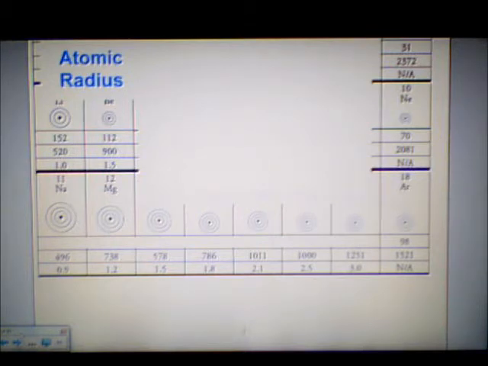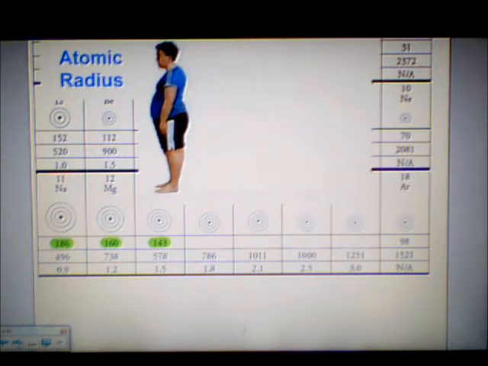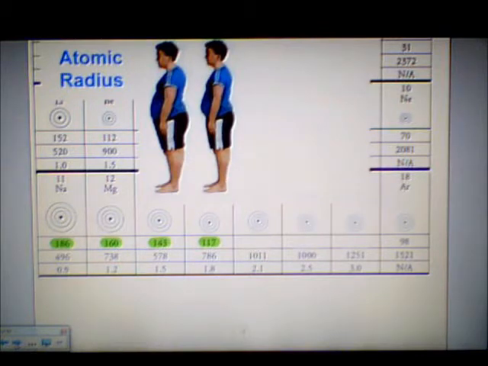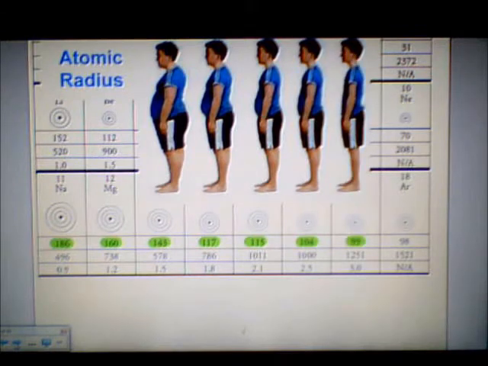Now, what is atomic radius? Atomic radius is just looking at atoms next to each other and saying which one is larger than the other. As you go across a period, you're going to notice that the atomic radius is going to start to decrease going across a period. And we'll talk about the reason why for that. But the basic trend for the atomic radius is that it decreases as it goes across a period.